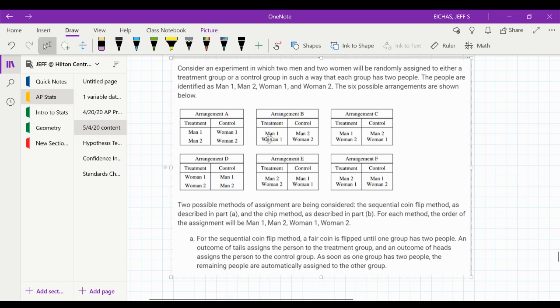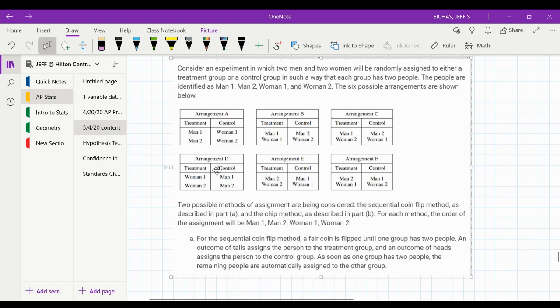We'll flip for woman number 1 whenever the men go into different groups, it looks like. So this one started out tails, heads. Then it must have been heads because woman 1 got assigned to the control group. And then we don't even flip for the last person. So that's kind of the arrangement.